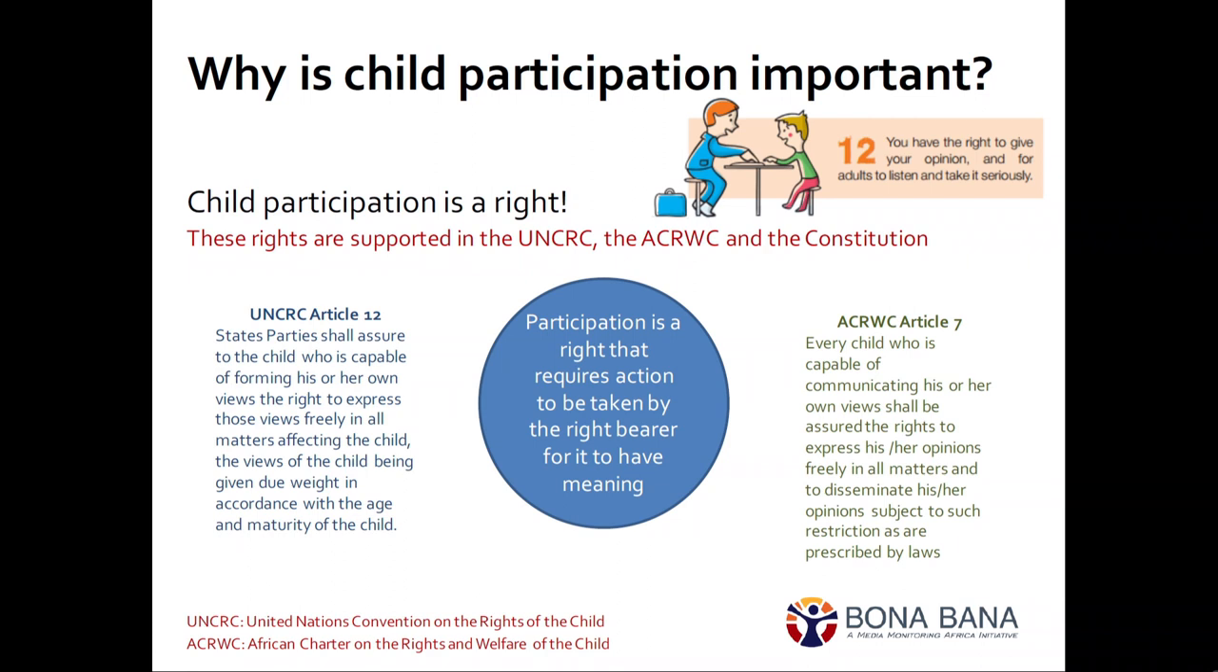a right. And specifically for the UNCRC, Article 12 states: parties shall assure to the child who is capable of forming his or her own views the right to express those views freely in all matters affecting the child, the views of the child being given due weight in accordance with the age and maturity of the child.